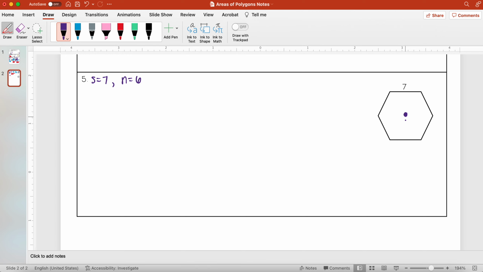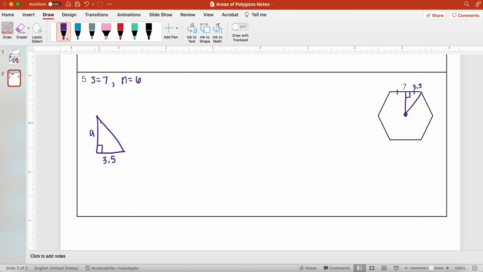So I have my center here. Draw my apothem, and my radius. And so I have this right triangle right here. I know this entire side length is 7. I know this apothem is cutting this side length in half. So that means that this bottom portion is just going to be half of 7, which is 3.5. And so I have this right triangle right here, where this is 3.5. I don't know my apothem, so I'm just going to write A.